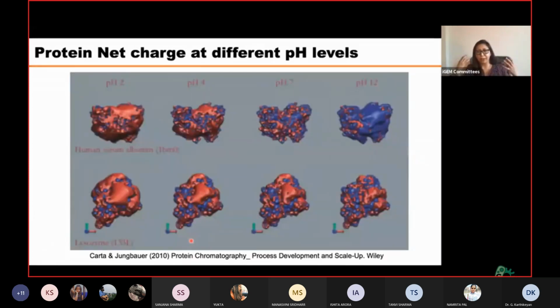So you can have a picture like this, where you have two proteins, human serum albumin and lysozyme. As you can see, these proteins change their net charge at different pHs. Like at pH 12, they are more negative. Sorry, you see they are more positive. So you have to imagine that your protein in 3D has different charges everywhere, right? And I want you to always imagine your protein in 3D.